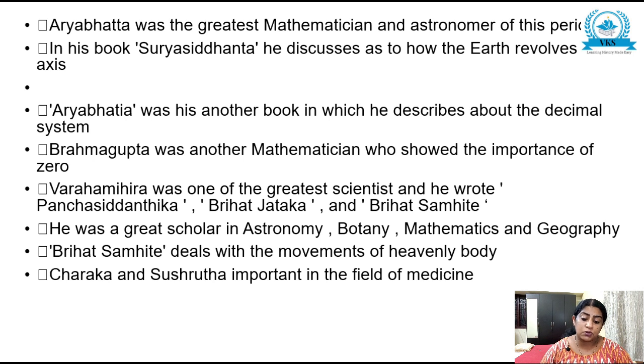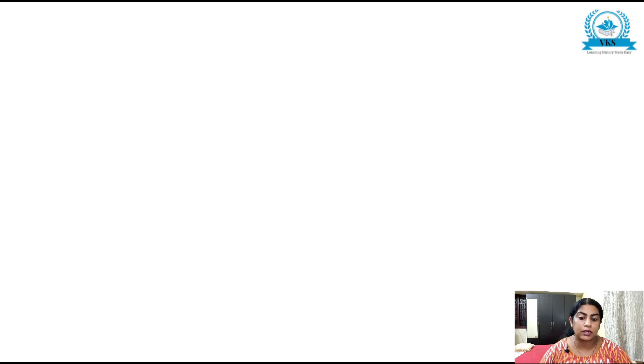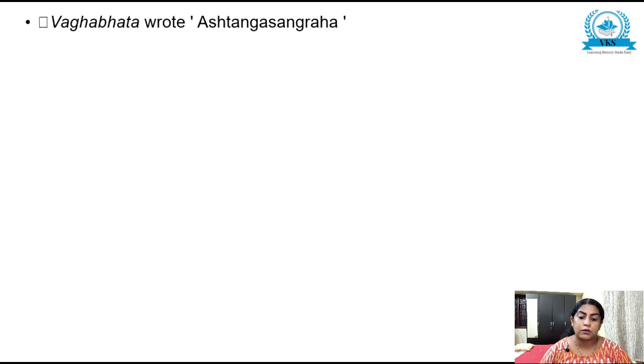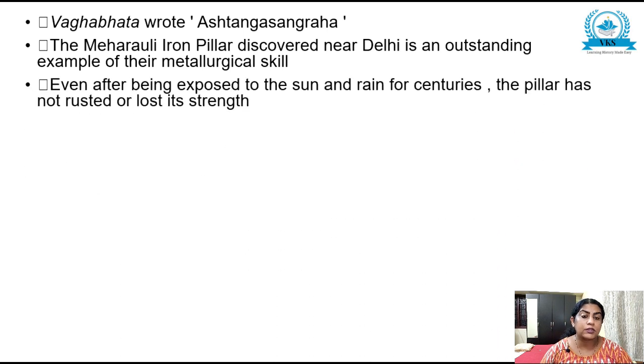Now Charaka and Sushruta were important in the field of medicine. They wrote Samhitas and Dhanvantari was regarded as the father of Indian medicine, that is Ayurveda. Vaghabhatta wrote Ashtanga Sangraha and the Mehrauli iron pillar discovered near Delhi is an outstanding example of their metallurgical skill. Why? Because even after being exposed to the sun and rain for centuries, this iron pillar has not rusted or lost its strength. That is why it is called an example of metallurgical skill.